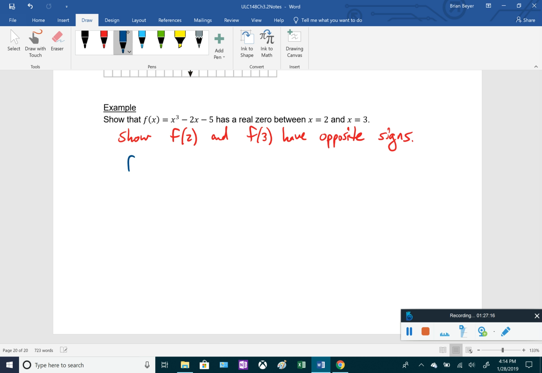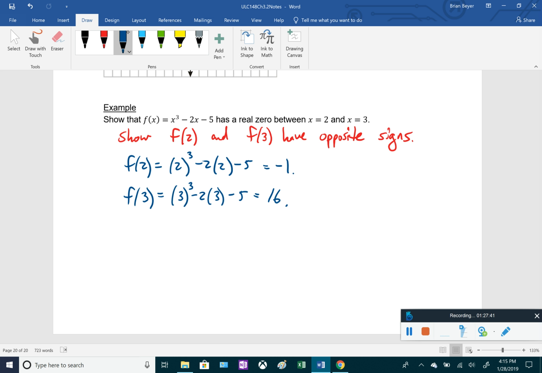So let's evaluate them. Let's find f of 2. We plug in a 2, so it's 2 cubed minus 2 times 2 minus 5. That's 8 minus 4 minus 5, which is negative 1. And then evaluate f of 3. That's 3 cubed minus 2 times 3 minus 5. That's 27 minus 6 minus 5, which is 16. Okay, so taking a look at what we got here, f of 2 is negative and f of 3 is positive. So I'm going to write this out like a good conclusion here.